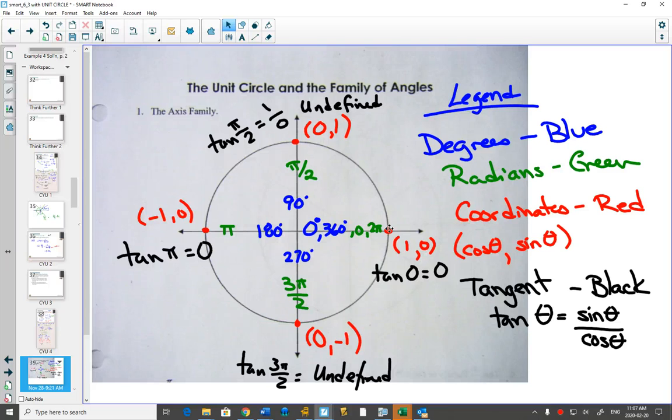Cos of 3 pi over 2, it's going to be your x coordinate down here. It's going to be 0. Okay?